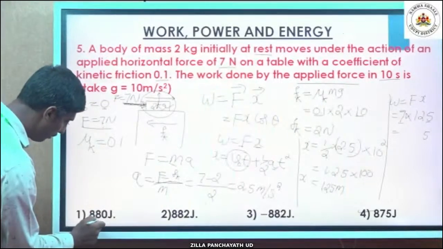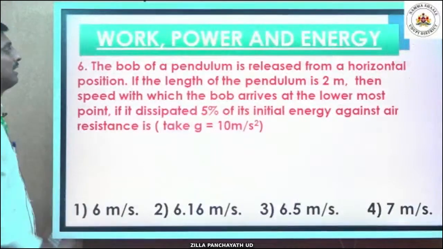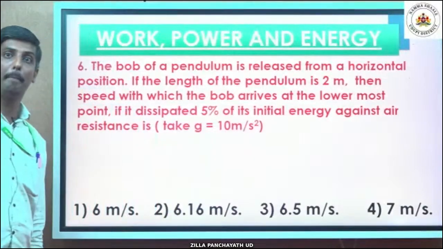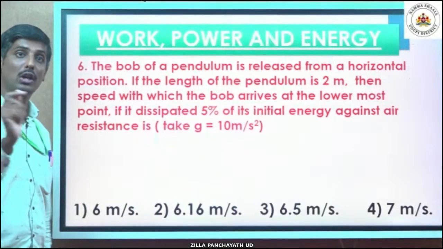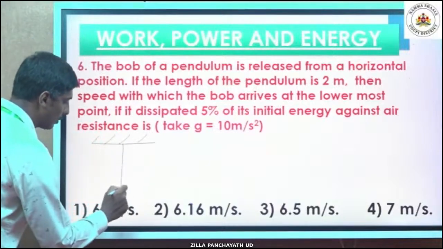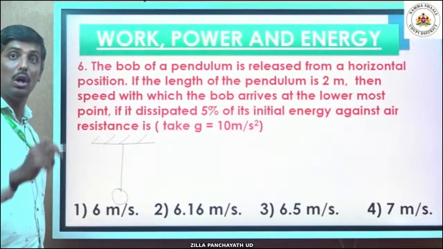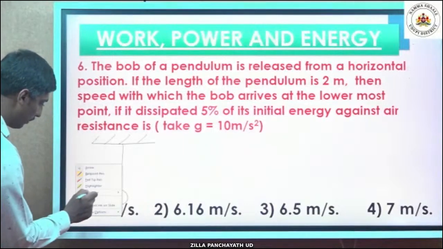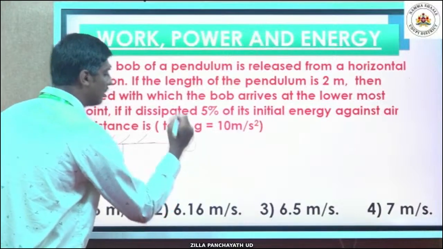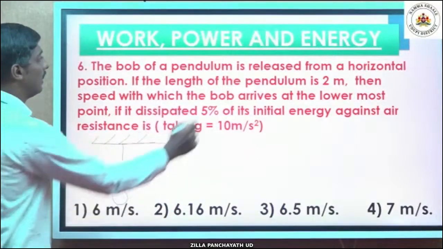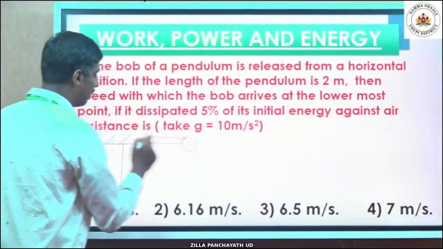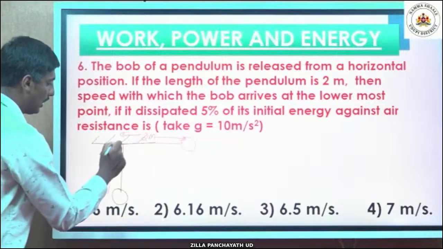Okay. The next question will be: a bob of a simple pendulum is released from the horizontal position. The bob of a pendulum is released from the horizontal position. Simple pendulum, is it right? So here the bob is released from the horizontal position. See, the bob is taken to here. So I get the picture like this, students, horizontal position, where the length of the pendulum is 2 meters. See, this is 2 meter. Similarly, this length is also 2 meter.